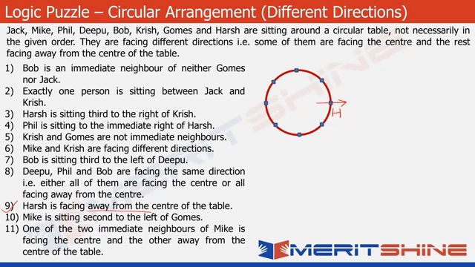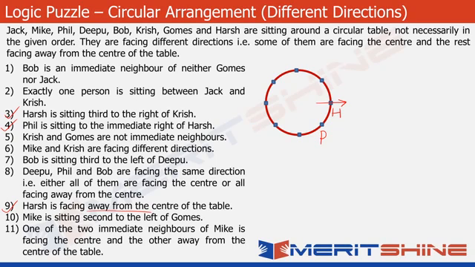Okay. Now look at statement 4. Phil is sitting to the immediate right of Harsh. So that's the position of Phil. Simple. Now try finding other statements that are connected to either Phil or Harsh. For example, statement 3. It says that Harsh is sitting third to the right of Krish.